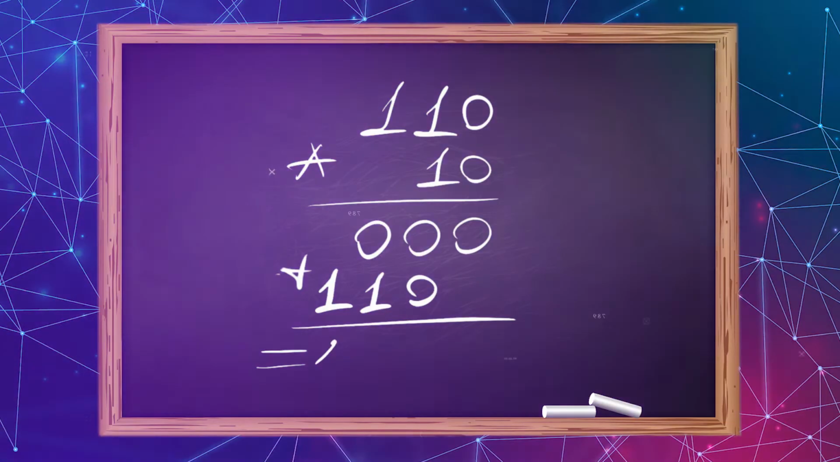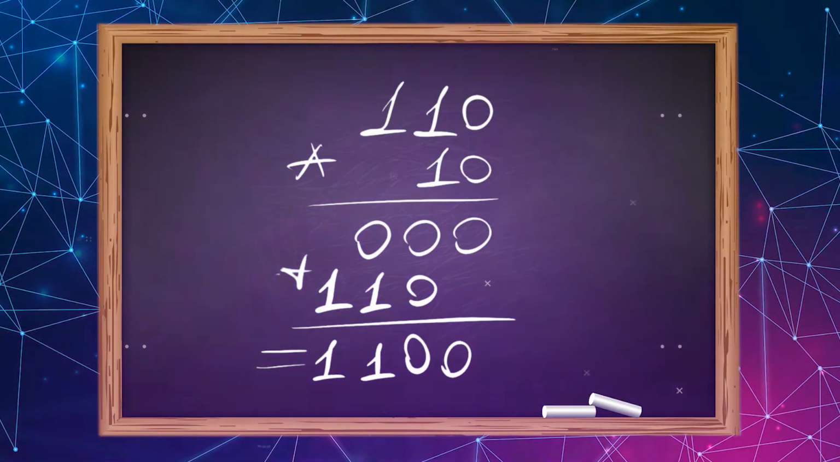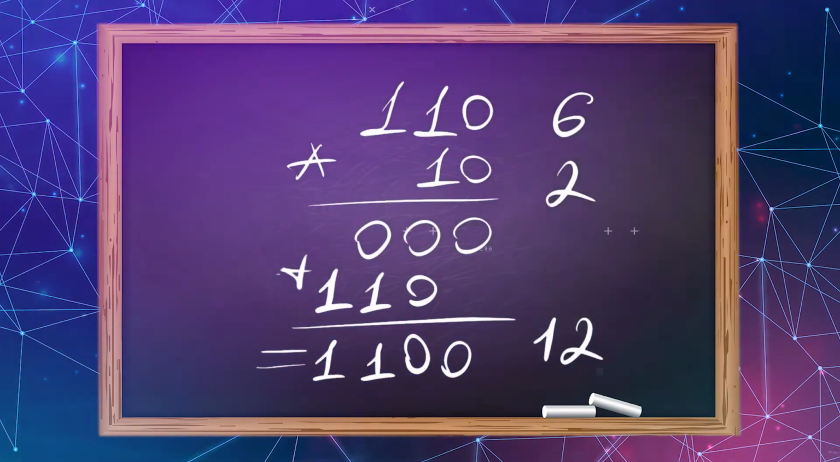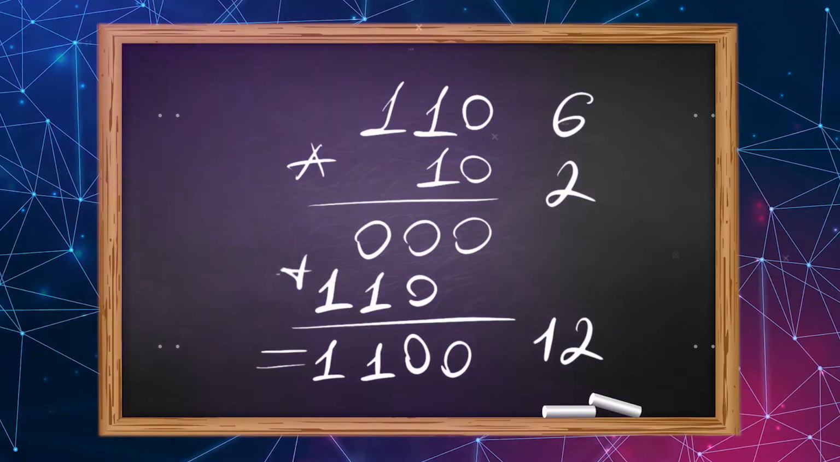Now we add it together and we get the answer. If in doubt, convert everything to decimal. 6 times 2 is indeed 12. Looks like we haven't made a mistake here.